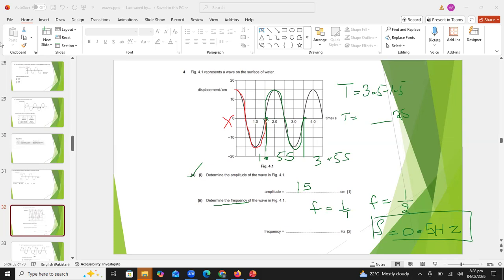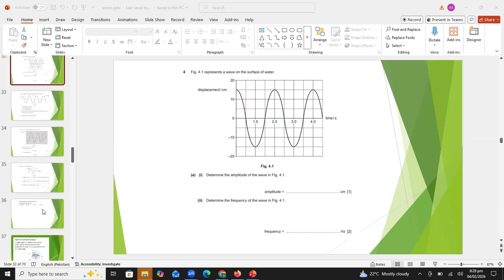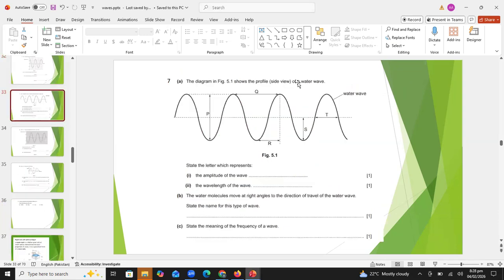All right. Okay, good. Now I have added some more past paper questions here. In this question number 7, you can see a transverse wave is given. Water waves are transverse waves, obviously, and they have shown different symbols like P, Q, R, S, T. Now they are asking, state the letter which represents the amplitude of the wave. So amplitude means height of the wave. The height of the wave is called amplitude. So which one is the right answer, students?